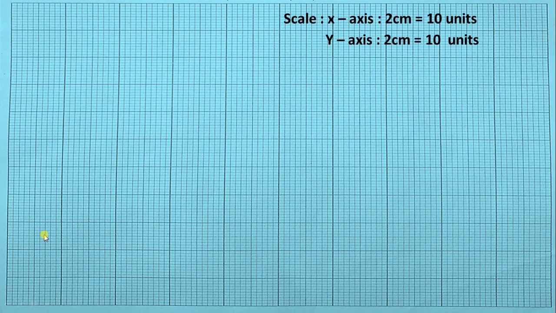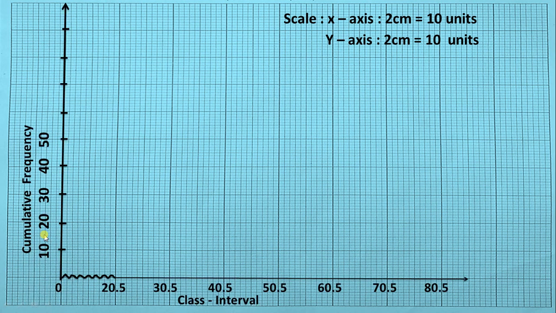As we need to mark the cumulative frequency, the size or the scale of y-axis differs. That is, y-axis 2 centimeter is equal to 10 units. Let us mark the values. First it is 30.5. Next 40.5, 50.5, 60.5, 70.5, and at last 80.5. These are the upper limits, and the lower limit of the first class interval is 20.5. These are the corresponding cumulative frequencies that we have marked, and hence draw an ogive.